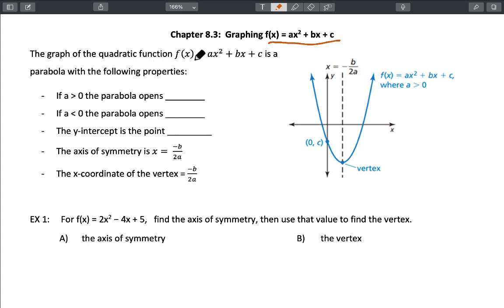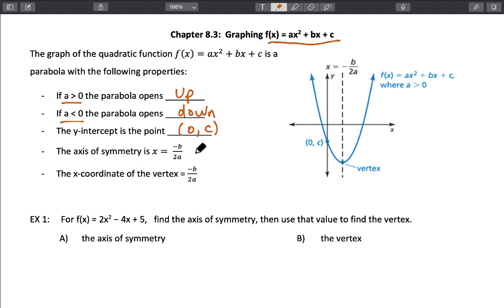The graph of a quadratic function, ax squared plus bx plus c, is a parabola with some of the following properties. If a is greater than 0, in other words, if a is positive, our parabola is going to open up. If a is less than 0, our parabola is going to open down. Our y-intercept is going to be found at the point (0, c). Whatever the c value is, that's going to be our y-intercept.